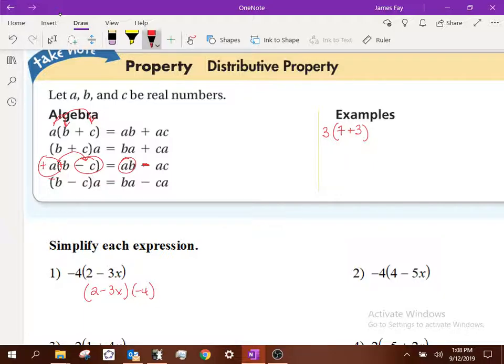Okay? Let's do it a different way. Let's use the distributive property, because that's what's being expressed here. We know we should be able to take that times that. What's that give me? 21. And then that times that gives me what? Positive 9. What's 21 plus 9? 30. Is it the same 30 I got using order of operations?